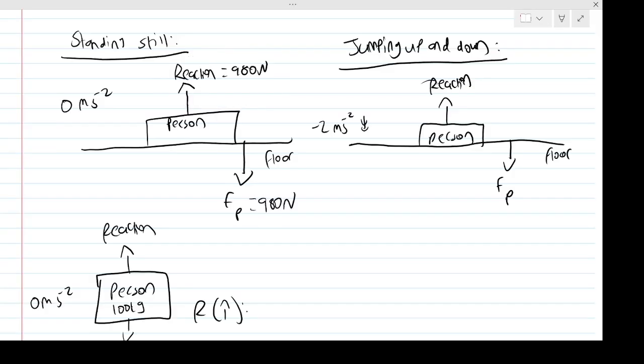Okay, let's take this example. So the reaction in this case is the weight, which I guess can make sense because you're not moving anywhere, so you're not creating any additional force.